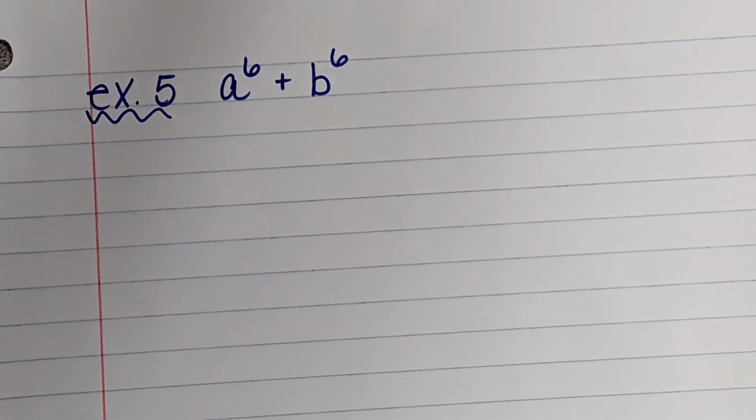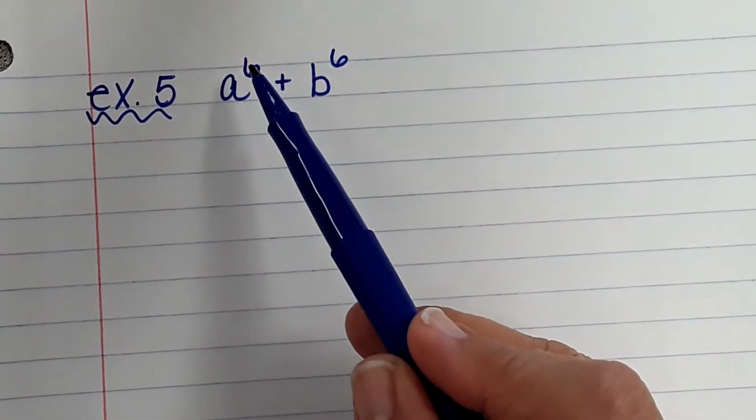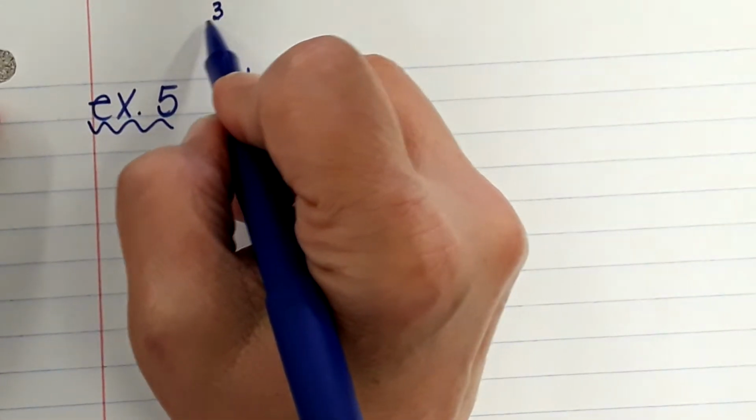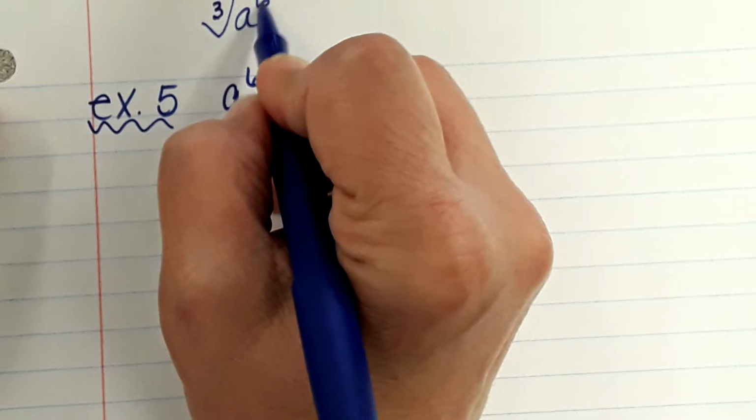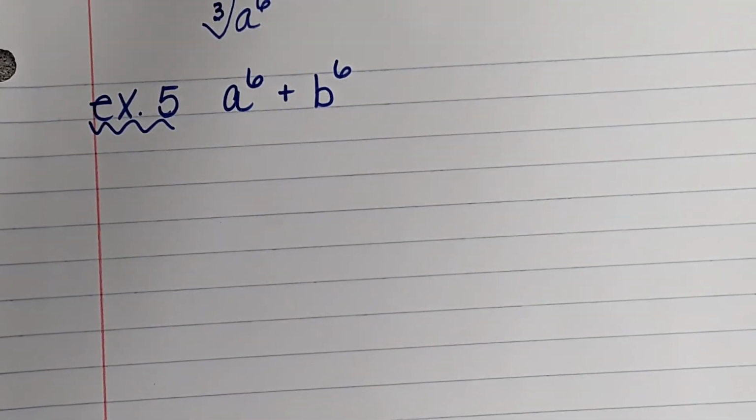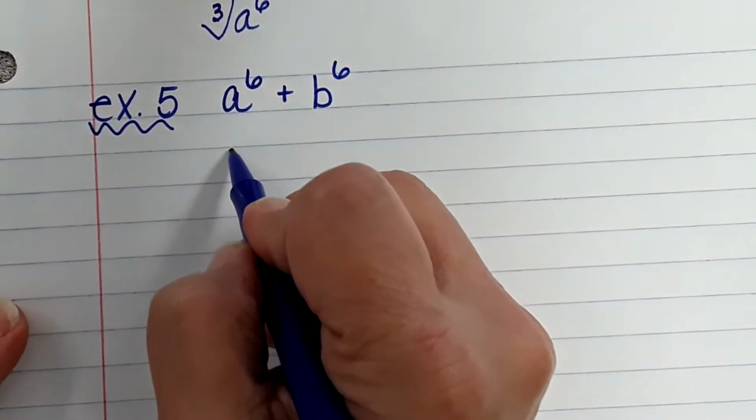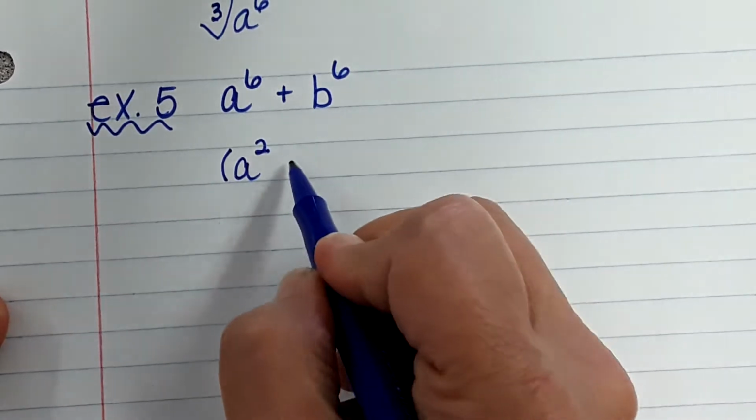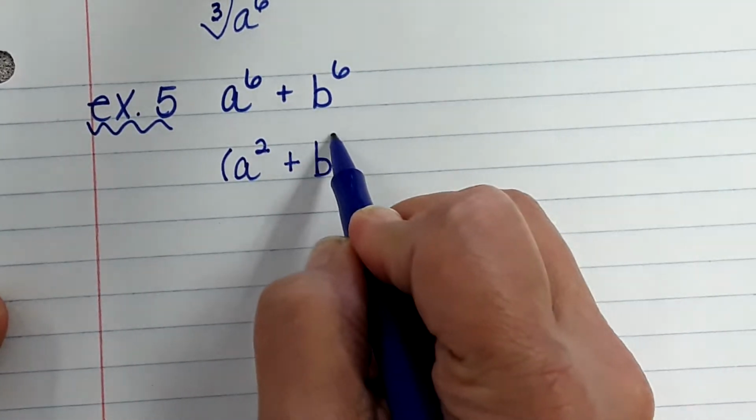Okay, so I know this doesn't look like your typical sum of cubes, difference of cubes. But if you notice, can you take the cube root of a to the 6th? Basically, you guys, can you do this? You can, because 6 divided by 3 goes in evenly. So the cube root of a to the 6th is... I'm sorry, 6 divided by 3 is a squared. And so this would be b squared.